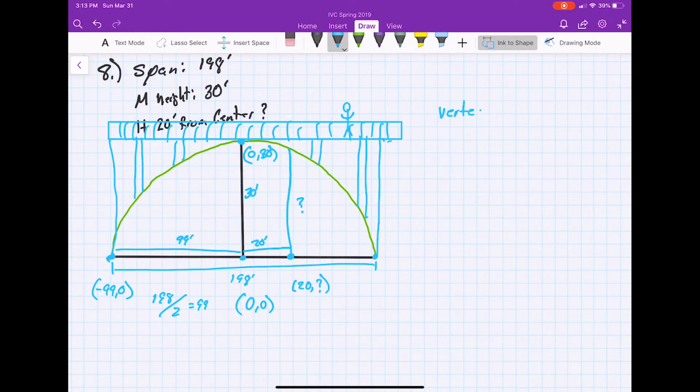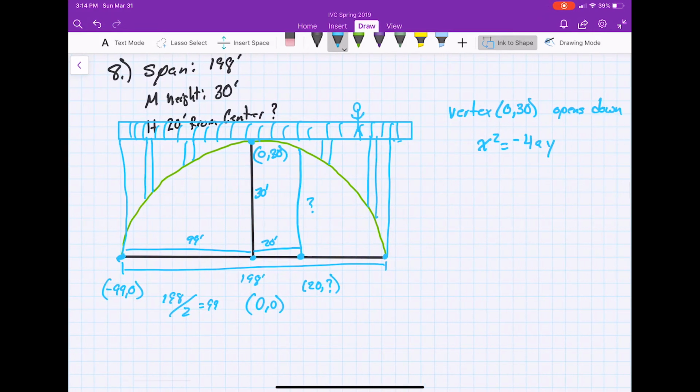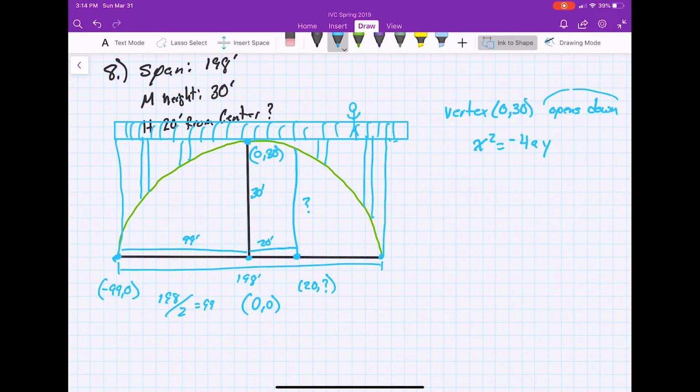So our vertex is 0, 30, and it opens down, right? That means we're going to have an equation with a negative a value. So if we were to write a formula for this, we'd have x squared equals negative 4a times y, because this opens down. That's why this negative is here. Very important.